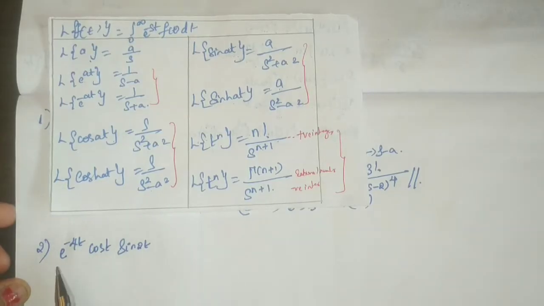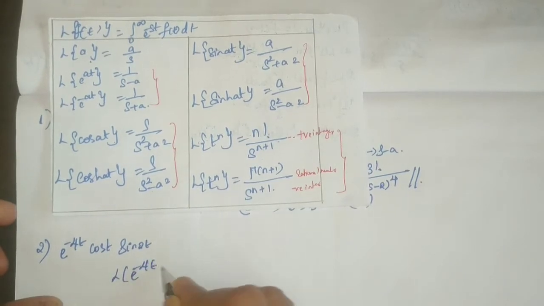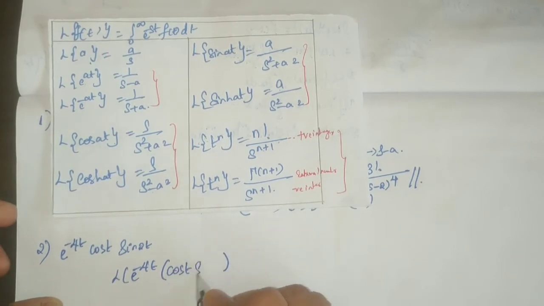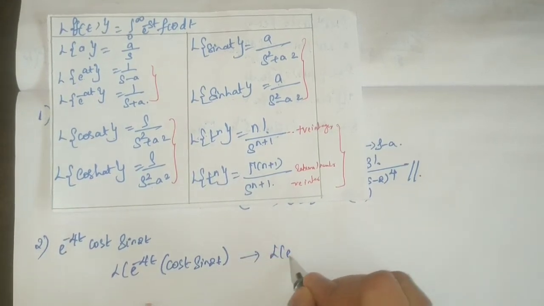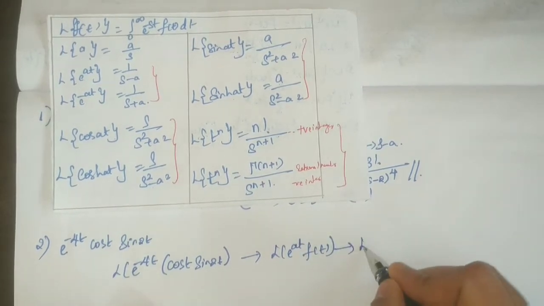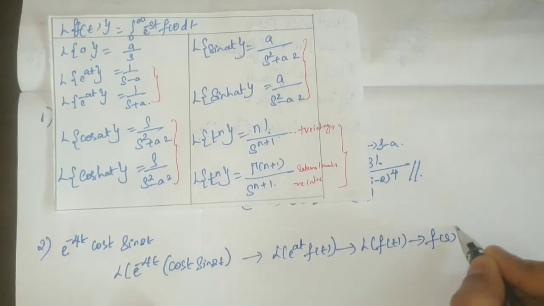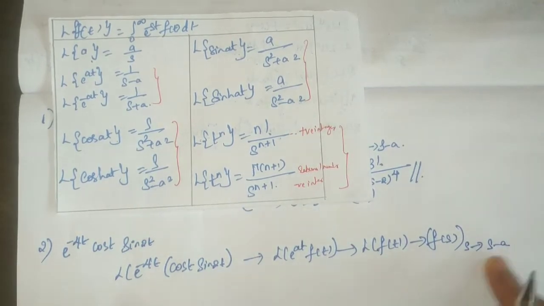Consider the next example where you have a product of three terms: exponential, cos and sine function. As I told you, take the Laplace transform of e power minus 4t. Keep the second function as f of t, that is cos t sin 2t. Write this in the form Laplace transform of e power at into f of t, whose answer is the Laplace transform of the second function, which gives f of s. Then shift s to s minus a. So this is the process.